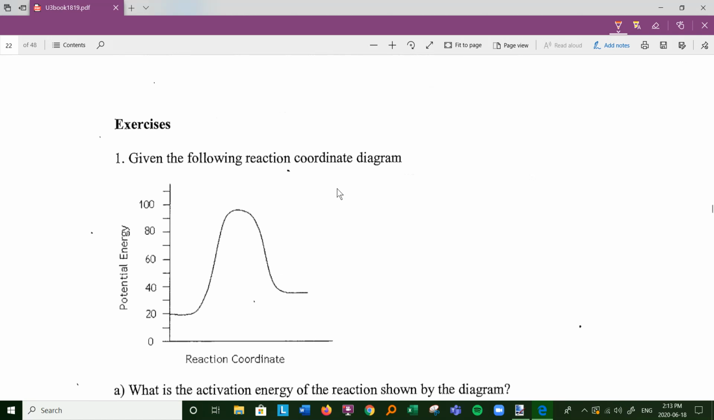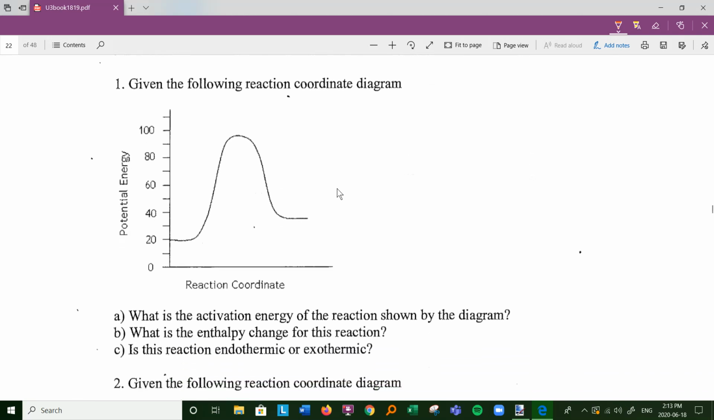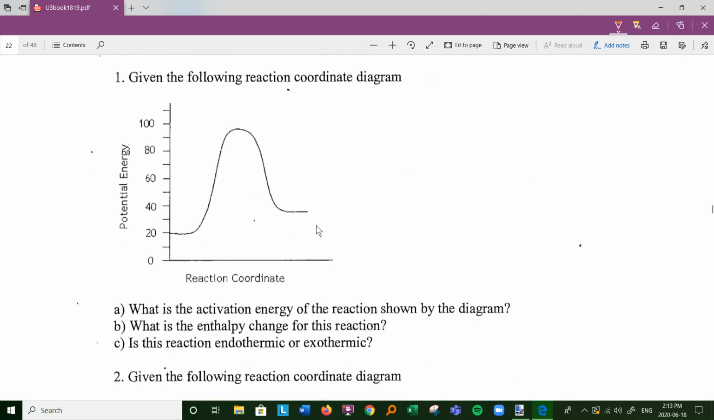Okay. Oh, it's some exercises. Let's do these ones together. Given the following reaction coordinate diagram, what is the activation energy of the reaction? Now, if you just hear the word activation energy, you mean forward activation energy. So here's my reactants, my activated complex, my products. What is that? 80, 90, what would you say? Or 95? Let's go with 95. Okay. And so my activation energy forward would be 75.